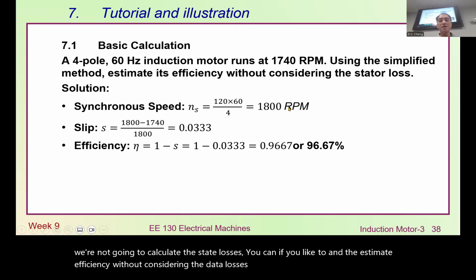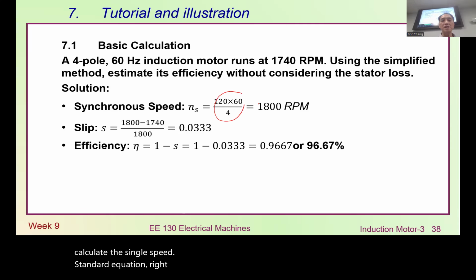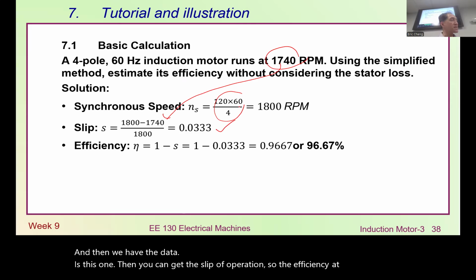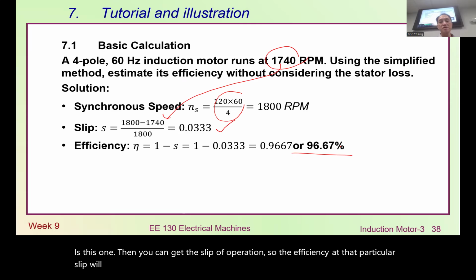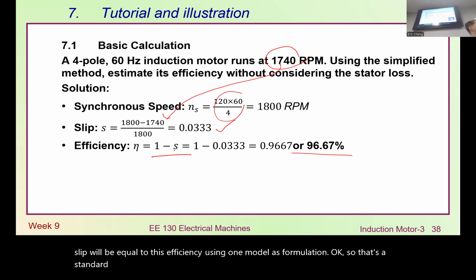Then we need to calculate the synchronous speed. It's the standard equation, right? 1800 RPM. And then we have the rated speed, which is this one, and then we can get the slip of operation. So the efficiency at that particular slip will be equal to this efficiency using the 1 minus S formulation. Okay, so that's the standard method we use to calculate the efficiency of an induction motor.